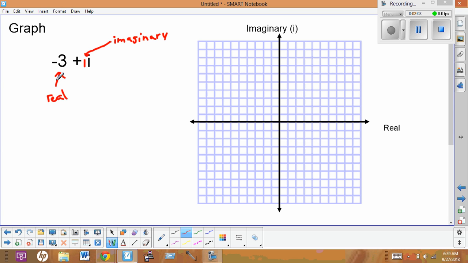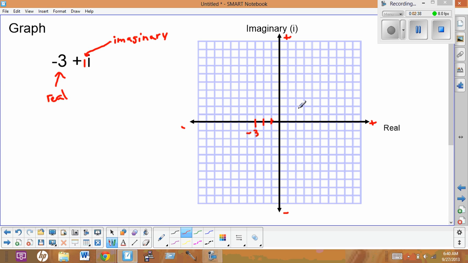Okay, to graph it, we start with the real number. I go to my origin, and I see my real number is -3, so I'm going to go over 1, 2, 3 in the negative direction. So that part hasn't changed. Negatives are here. Positives are all the way to the right, with imaginaries are just like the y's. We've got the positives moving up and the negatives moving down.